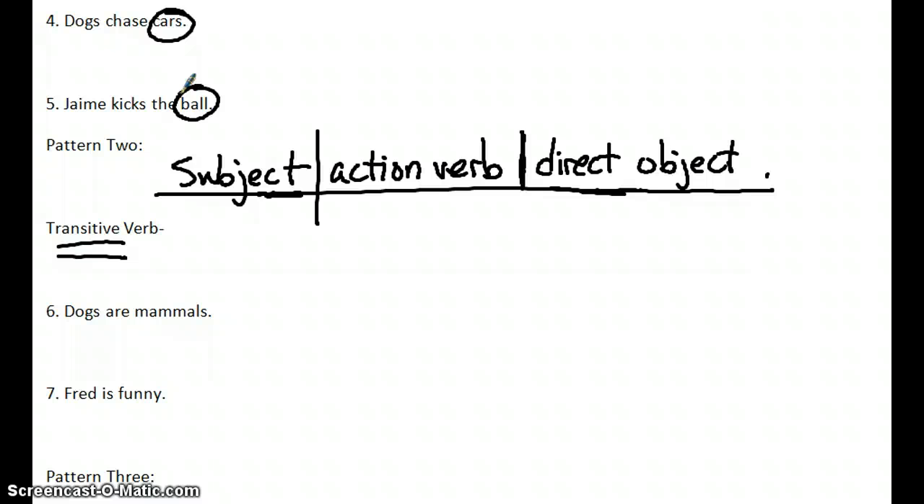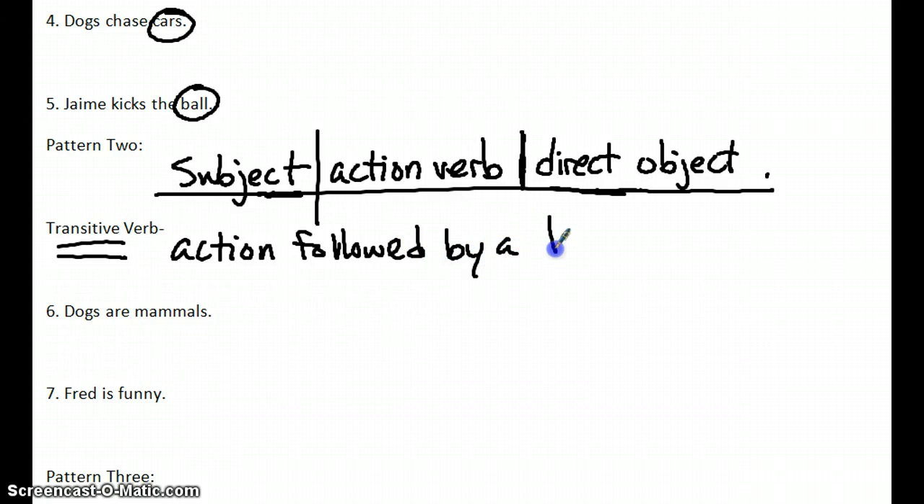And a transitive verb is just an action verb followed by a direct object. Unlike an intransitive verb, which is an action verb not followed by a direct object. An action verb that is transitive transfers action to an object. That's it. Okay? So that's our second sentence pattern. Okay? Let's move on to the third.